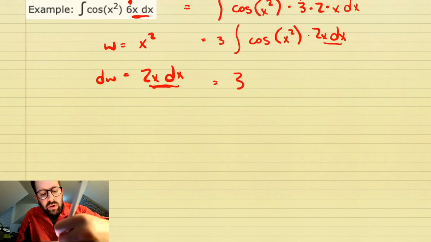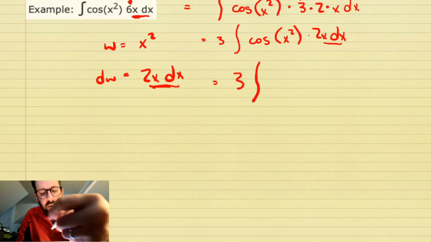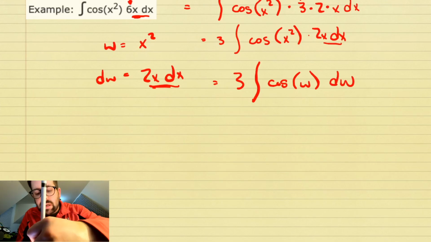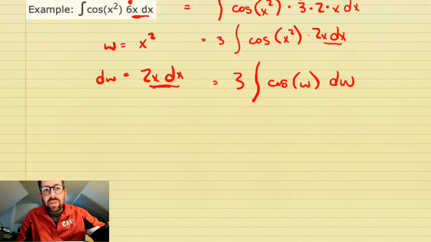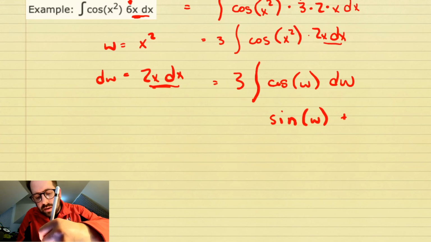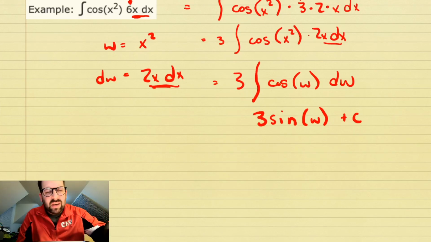So here's what we're looking at. 3 times the integral of cosine of w, and then the 2x dx is dw. That's why we did it. It's making everything look easier. The antiderivative of cosine is sine. Sine w plus c, and then that 3 is still out front. It didn't go anywhere. That's the antiderivative of cosine, because if I took the derivative of sine, I'd go back to cosine again.